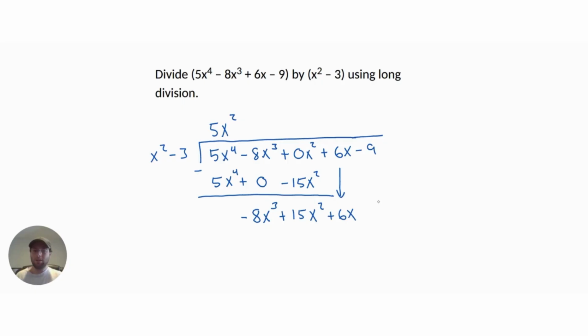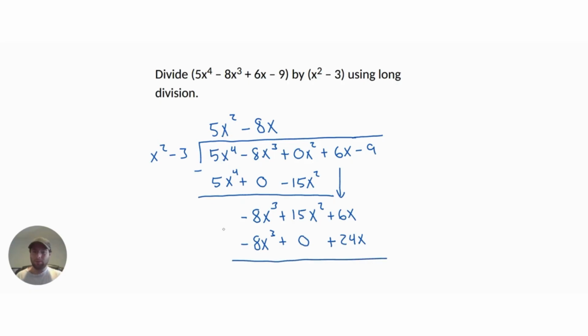And we want to repeat the process, so now we want to look at the leading terms here, the x squared and the negative 8x to the third, and ask ourselves, what do we need to multiply by to get the negative 8x to the third? And that will be a negative 8x. So we'll write that here. Then we multiply this back through. So we'll get our negative 8x cubed. And then negative 8x times negative 3 will be a positive 24x. But again, we want to write that right here. And then we'll fill in this place with a 0.